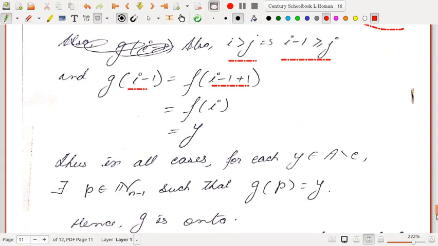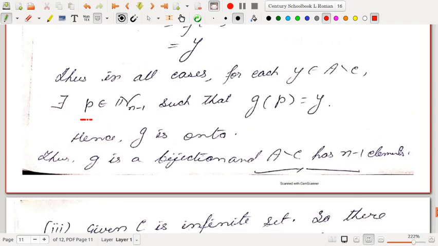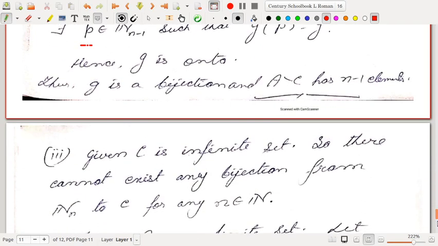So in all cases, for each y belonging to A minus C, there always exists some p, in the first case p was I itself, in the second case p was I minus 1, such that g of p is the same as y. Hence g is onto, so g is a bijection and A minus C has n minus 1 elements. Okay, the last one.